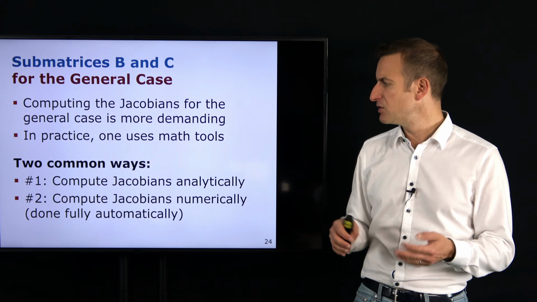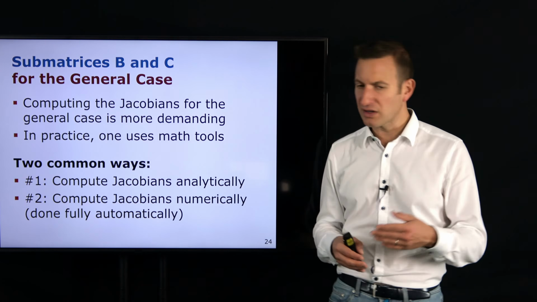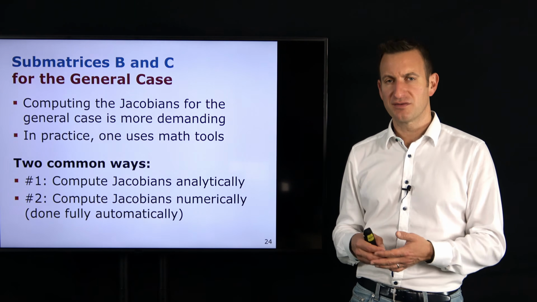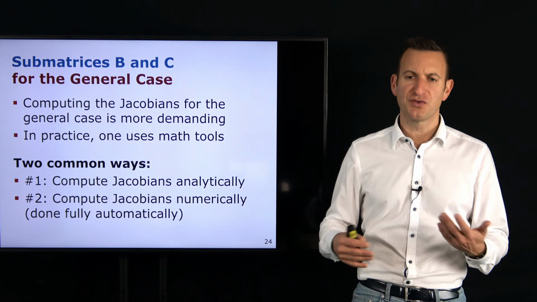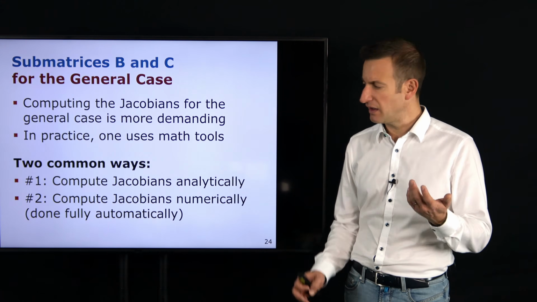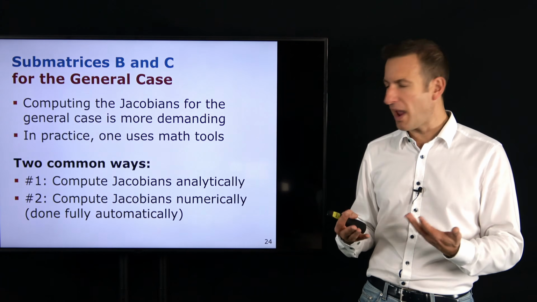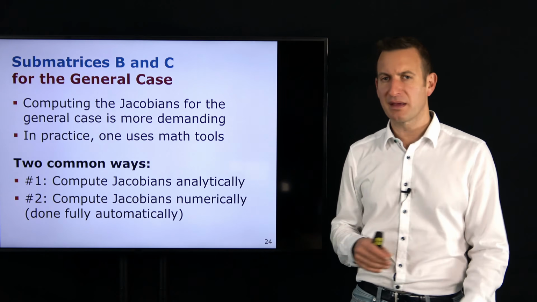Another alternative, which has also become more popular over recent years, is to compute the Jacobians numerically. We don't have to do those derivations by hand or put them in via a program. There are toolboxes or solvers out there which actually compute the Jacobians numerically. That is also possible, but the way I would commit to here for this lecture would definitely be computing them analytically.